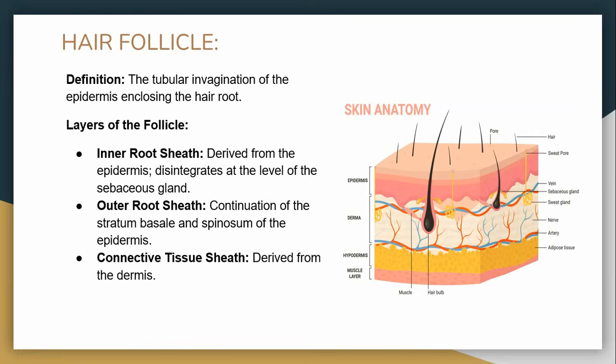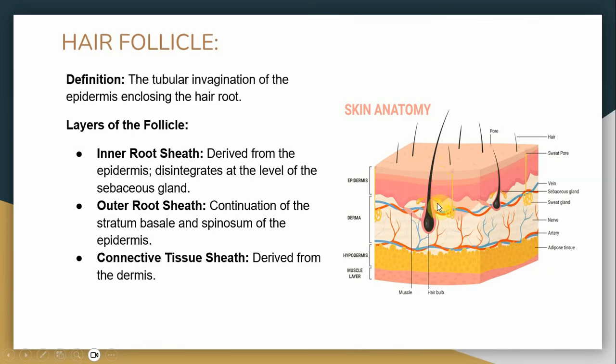Okay, so now we were talking about the hair follicle, that is the tubular invagination of the epidermis enclosing the root. This whole part that is inside the skin is the hair root, and the invagination of this epidermis that is enclosing it is known as hair follicle. So it is having an inner sheath that comes from the epidermis itself, and it disintegrates at the level of sebaceous glands. These are the sebaceous glands.